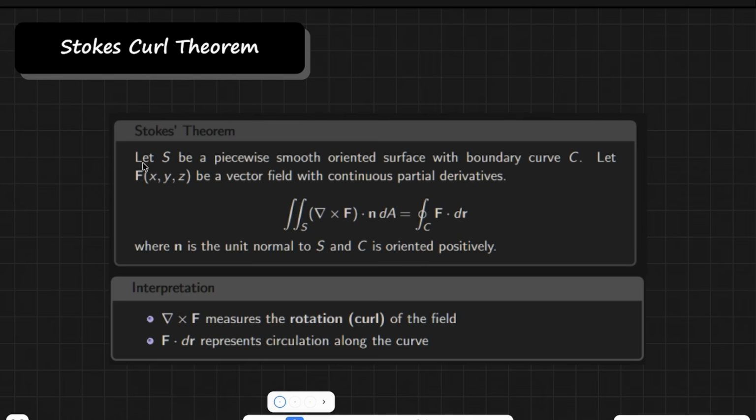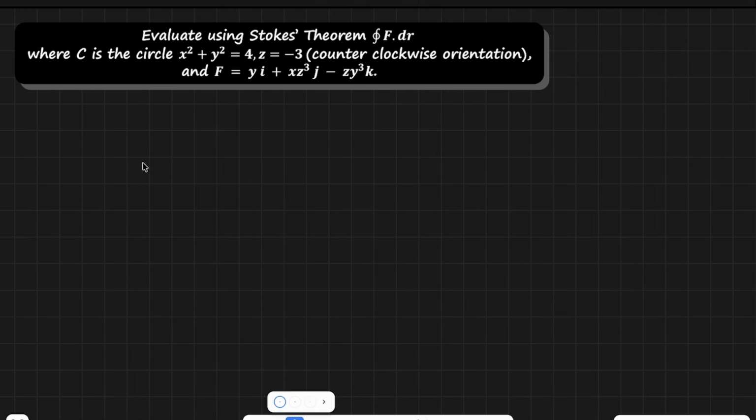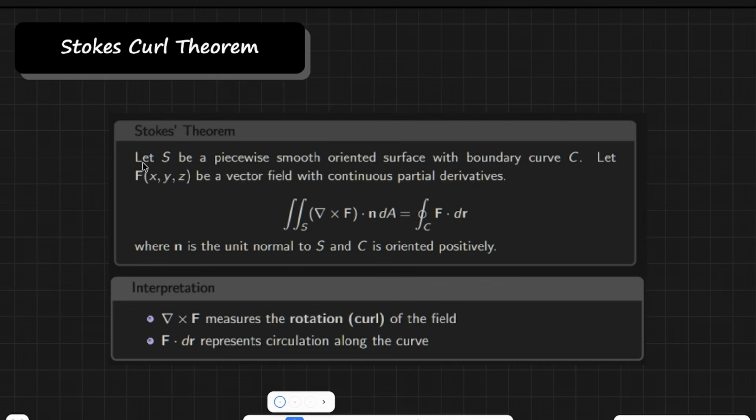Let's understand the concept using questions. That's the important thing, how we solve the questions. Again there are two types of questions. First one is to find the line integral using the Stokes theorem. It is the relation between the double integral and the line integral, so using this curl we will find it out. The second type is to verify the Stokes theorem or apply the Stokes theorem.